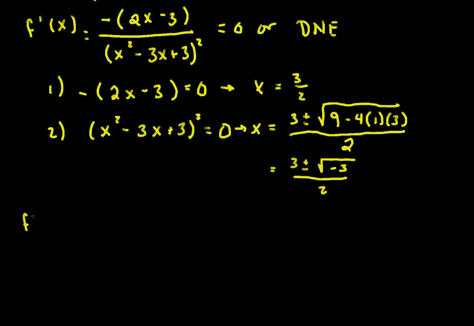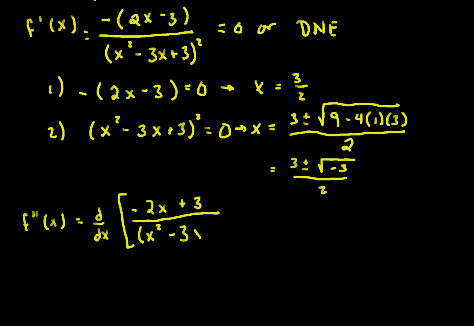So f double prime is the derivative with respect to x of negative 2x plus 3, all divided by x squared minus 3x plus 3 quantity squared. So I need to take that derivative. Now, here I do have a function on top, function on bottom, so I am going to have to apply the quotient rule.